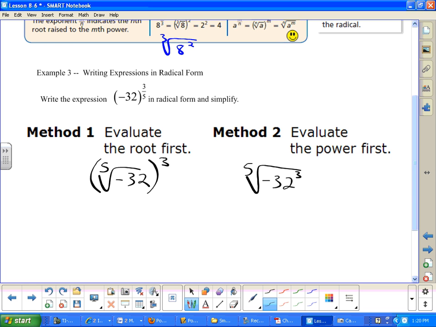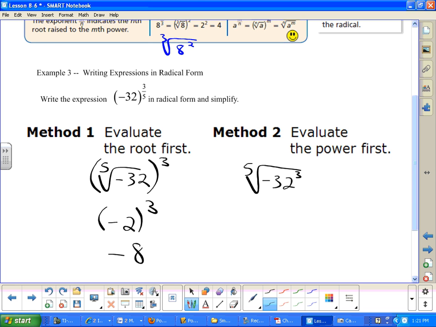Now, one of them is easier than the other one. In this case, the one on the left here is easier because negative 2 to the fifth power is negative 32. And if I cube negative 2, what do I get? Okay, negative 8. Because 2 to the third power is 8. So I get negative 8 here.